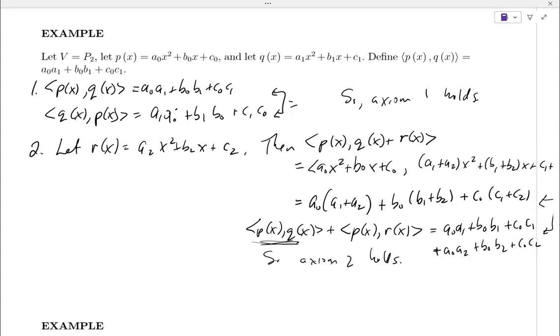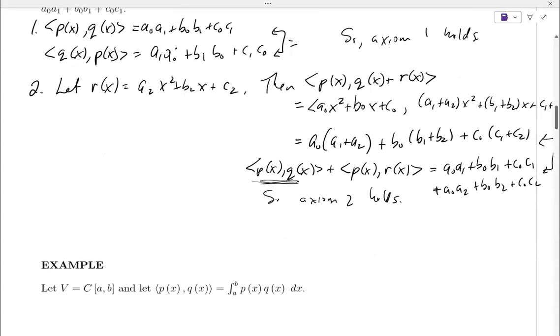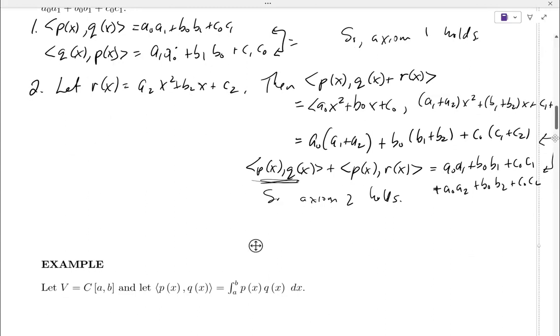We would do 3 the same way. I'll leave 3 for you to check. 4 is a more interesting one. 3 is just a matter of playing with the numbers again like we just did. I'll leave 3 for you to check, but let's look at 4.